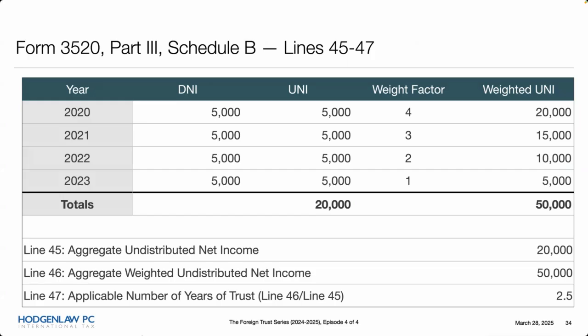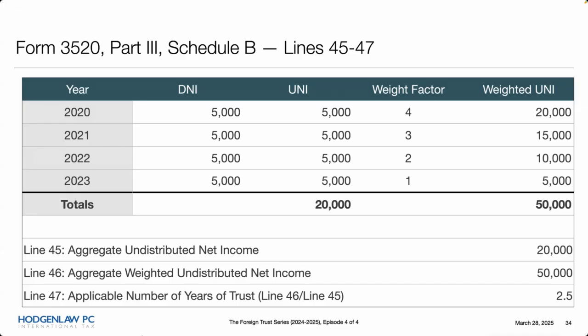You put the undistributed net income each year, I've got that under the column UNI, and you give it a weight factor. So we're preparing a 2024 tax return. The undistributed net income from last year, 2023, has a weight factor of 1. It's been held back 1 year. The 2022 income was held back 2 years, and 2021 was held back 3 years, and 2020 was 4. So you have that weight factor, and you do simple math. Undistributed net income for that year times the weight factor gives your weighted UNI.